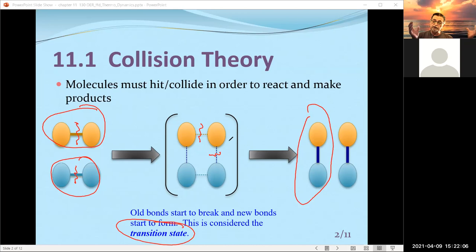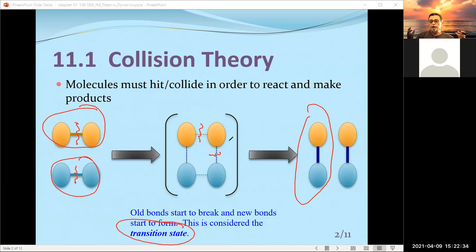If I put two tennis balls floating around in your house, for them to come together to make a product, that probability is pretty low if you have a big house. Yes, there's a finite chance they'll eventually hit each other, but it's pretty low. So how can we increase the probability of those two coming together?